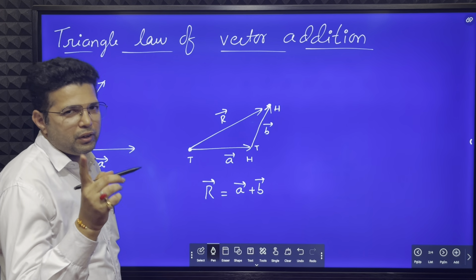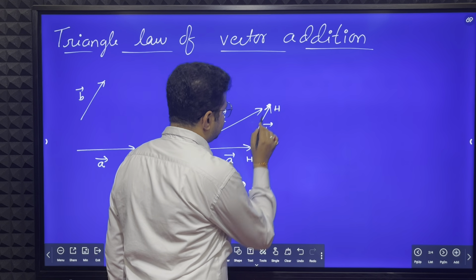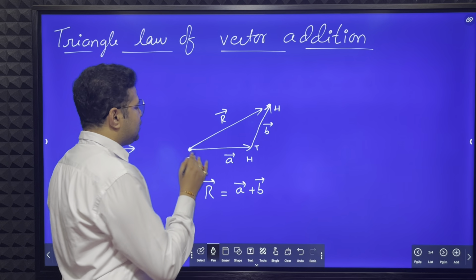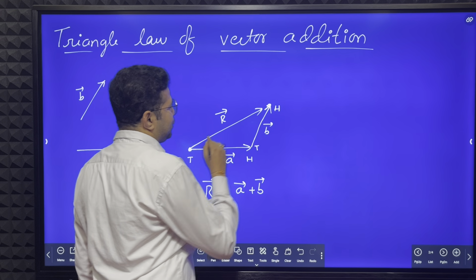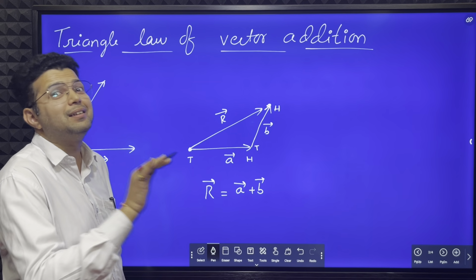Okay, first he goes in this path. Okay, he goes in this path. What happened effectively? The person has moved from this point to this point. So this is the resultant. What is the result? Okay, resultant means result.